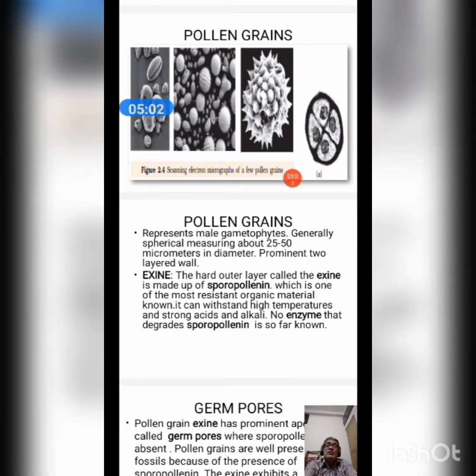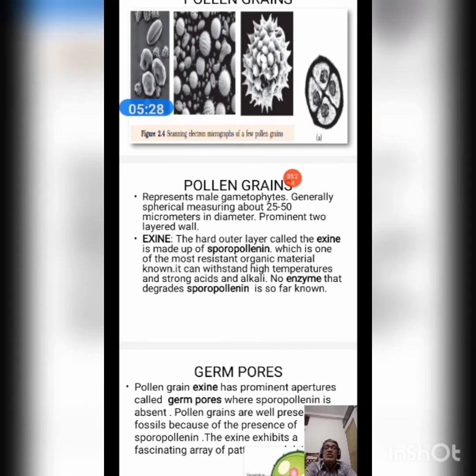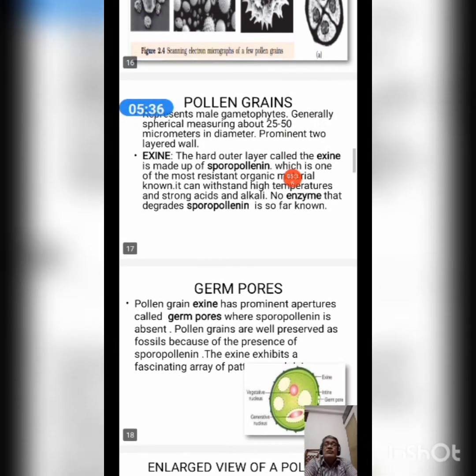The pollen grains represent the male gametophytes, generally spherical, measuring about 25 to 50 micrometers in diameter, with a prominent two-layered wall. The two layers are the exine and intine. The hard outer layer, the exine, is made up of sporopollenin, which is one of the most resistant organic materials known. It can withstand high temperatures and strong acids and alkali. No enzyme that can degrade sporopollenin is known so far.